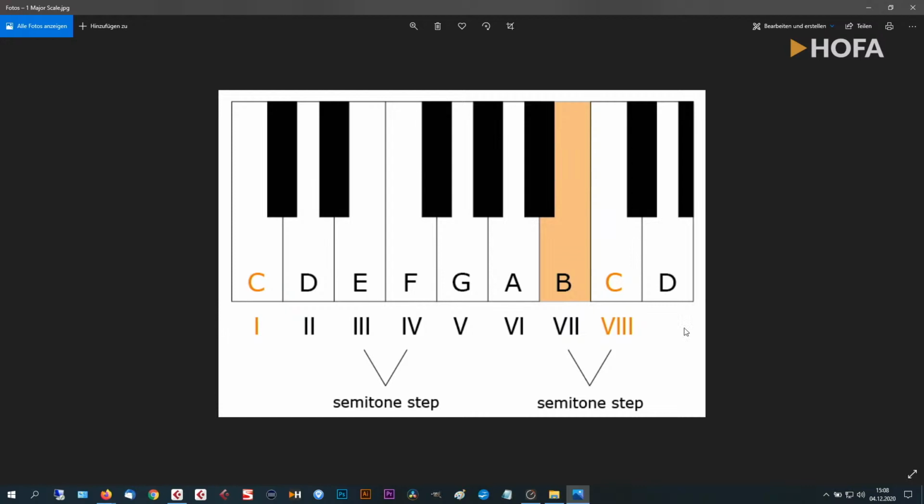And there's something special about the 7th step, because as you can see, it's highlighted in a mellow orange. And the 7th step of each major scale is the so-called leading note or leading tone. In German, you would say it's the Leitton, because it leads to the root tone.